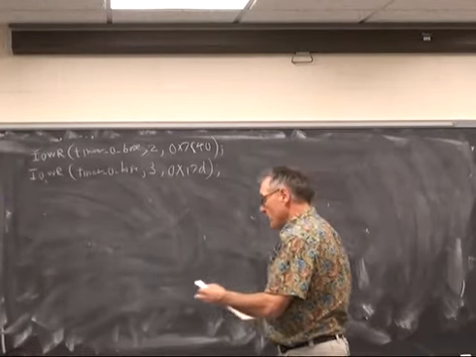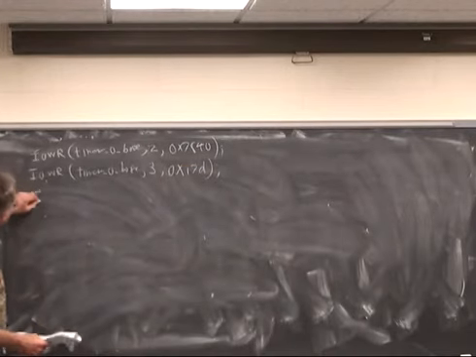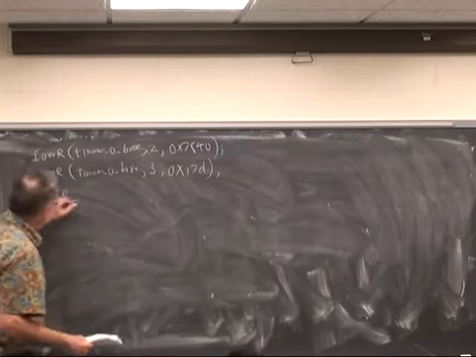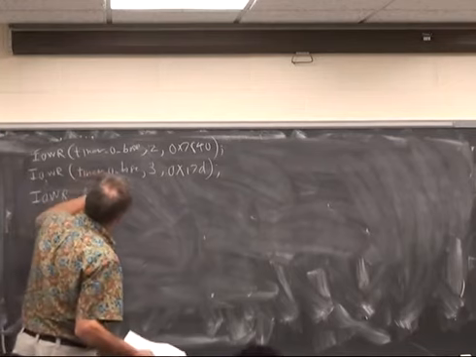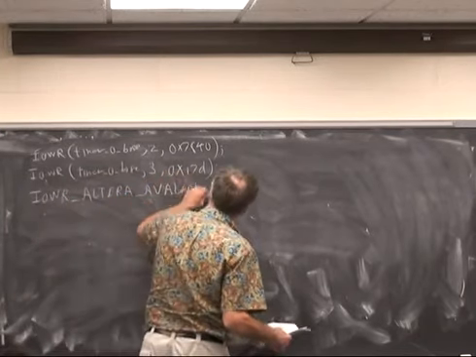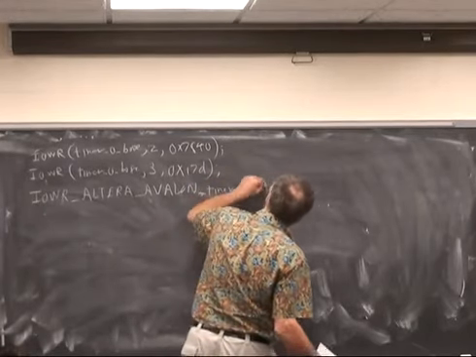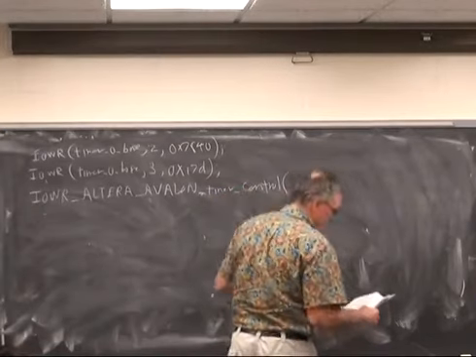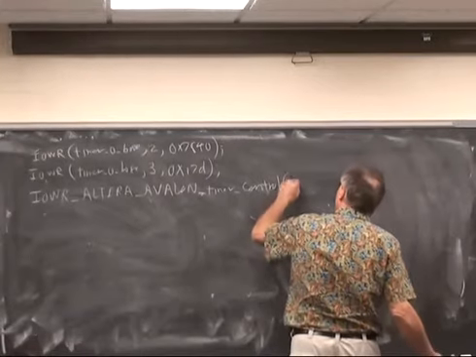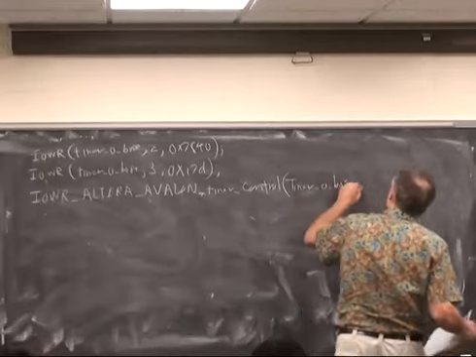Now we have to turn it on. And for that, I'll just use the long form for variance here. IO write Altera Avalon timer control, timer 0 base, 7.